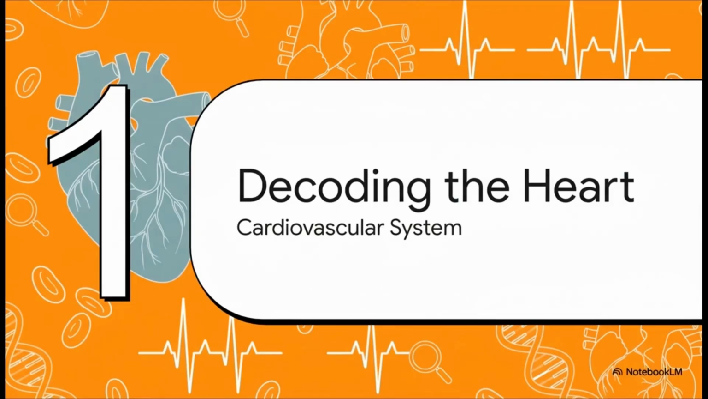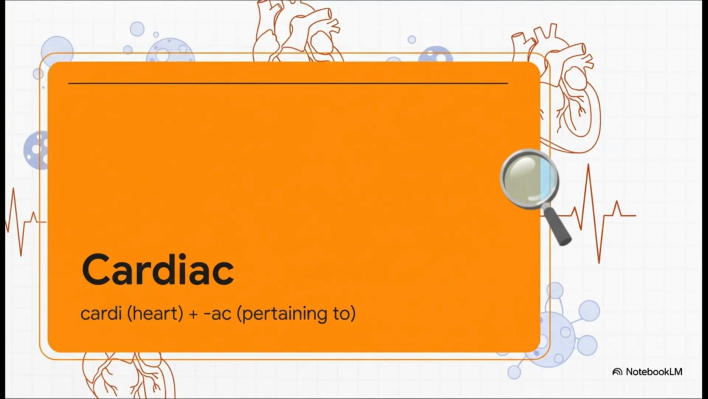Okay, first up, we're going to talk about the engine of the body, the heart. Really understanding these terms is absolutely fundamental if you want to get a grasp on how we discuss cardiovascular health. So let's kick things off with the word cardiac. It's pretty straightforward when you break it down. You've got the root, cardi, which means heart, and then the suffix ac, which just means pertaining to.